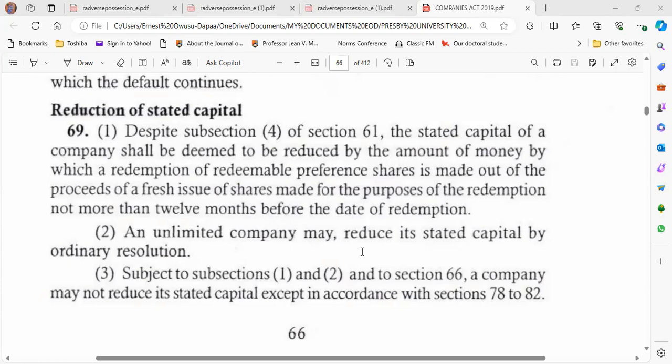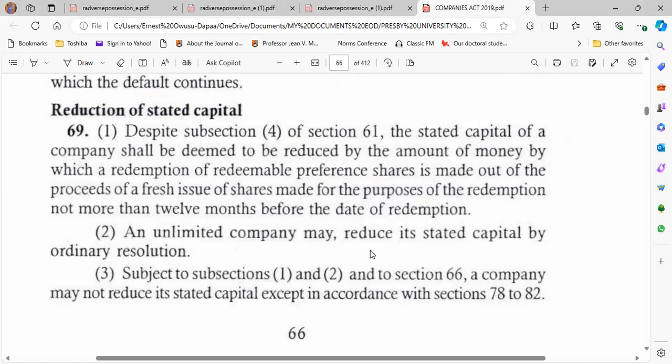So as we learned earlier on, if you are going to redeem redeemable preference shares, you need to get money to do that, because redeeming simply means that you are taking the shares into the company and you are giving money back to the shareholders. So the question is, where do you get the money from?